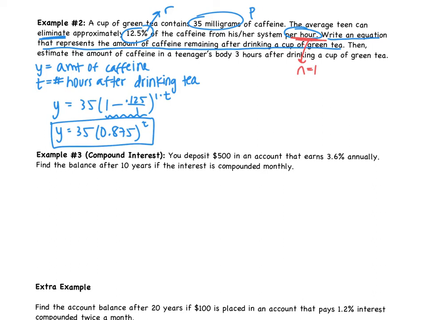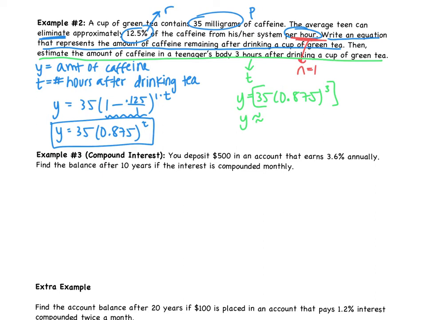We are not finished. We got to make sure we answer the next part of the question. It says estimate the amount of caffeine 3 hours after drinking. That 3 hours is t. So we're going to do 35 times 0.875 to the third. Now remember that third power is only for the 0.875. It is not for the 35. So you can actually type all this in your calculator exactly how it appears. That's going to be your best option for making sure you get the right answer.